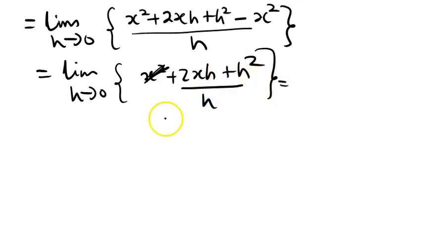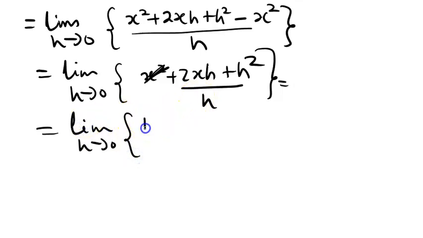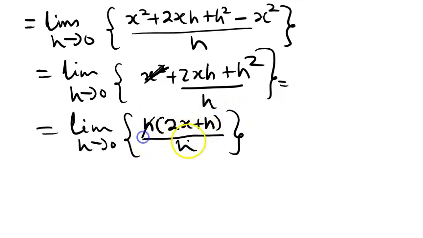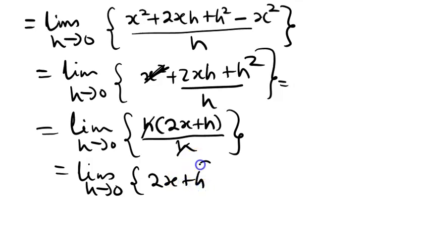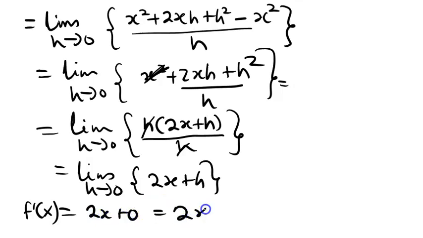So we can factorize h at the numerator. Let's bring one h out. So we have h times 2x plus h over h. So this h will cancel. We then have the limit as h tends to 0 of 2x plus h. At this point, we can't go further. We have simplified to the lowest form. Just put h to 0. So we have 2x plus 0, which is equal to 2x.